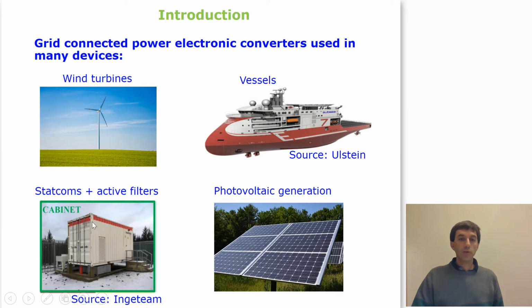Then also, for instance, we can find power electronic converters in STATCOMs or active filters that nowadays are used in order to improve the grid quality. And finally, here you can find another example in which the power electronic converters are also used, which is the photovoltaic generation.